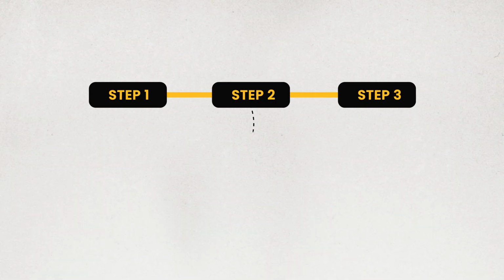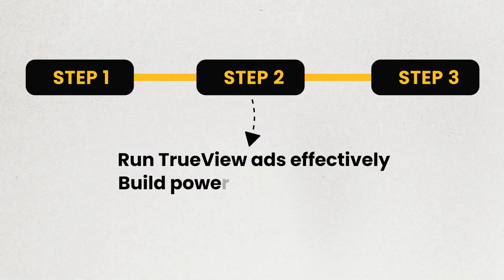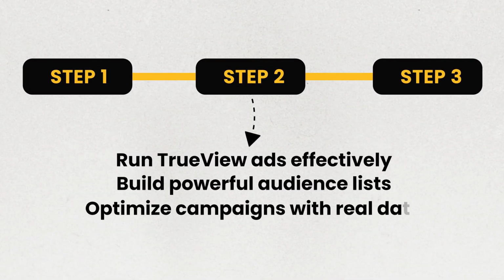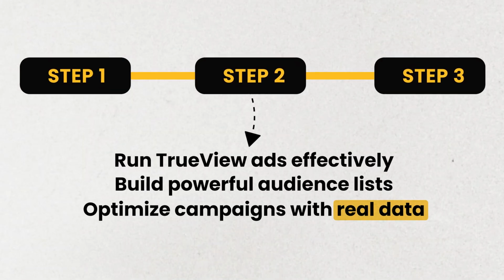I'm Tim from LaunchPresso, and in three simple steps, you'll link your account so you can run TrueView ads, build powerful audience lists, and optimize every campaign you're running videos in with real engagement data. So stick around to the end. I'll show you a couple of settings that trip people up 90% of the time and how to bypass it.